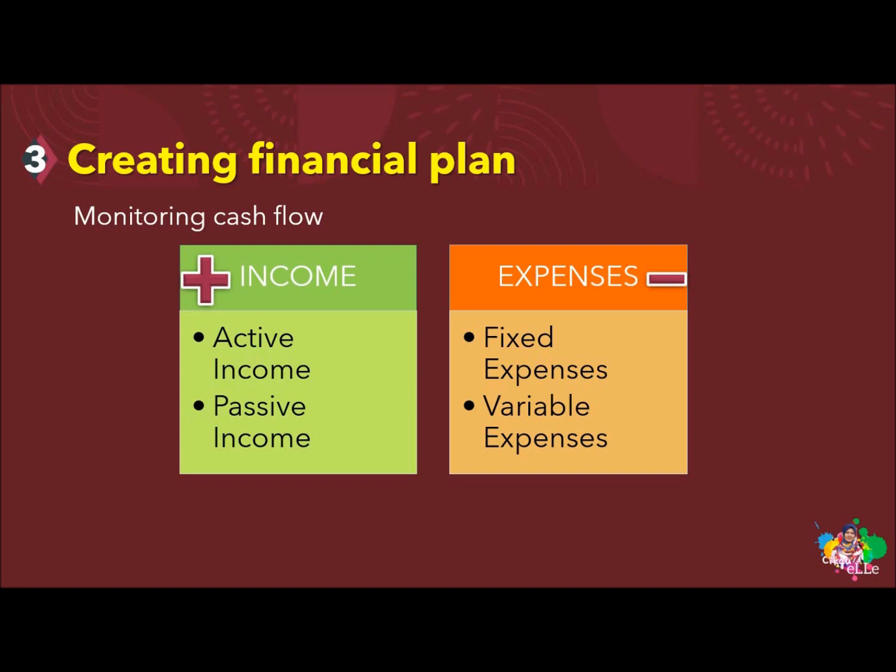All right. Expenses also can be divided into two, which are fixed expenses and variable expenses. What are fixed expenses? Fixed expenses, we know the fixed amount to be paid every month. For example, the car installment, housing loan, those are fixed expenses. And also insurance. Insurance is also a fixed expense. Variable expenses, for example, our utility bills, the telephone bills, food and drinks, entertainment, traveling, and so on. That one is variable. It varies every month. The amount varies every month.